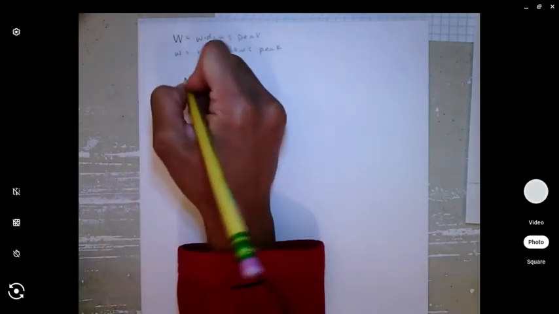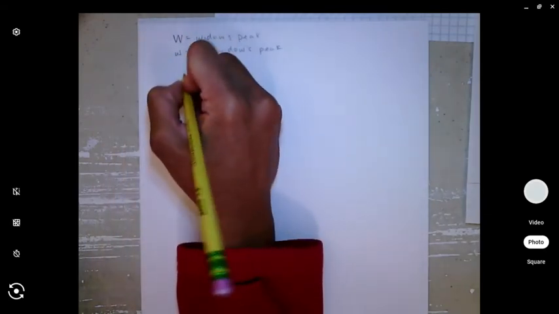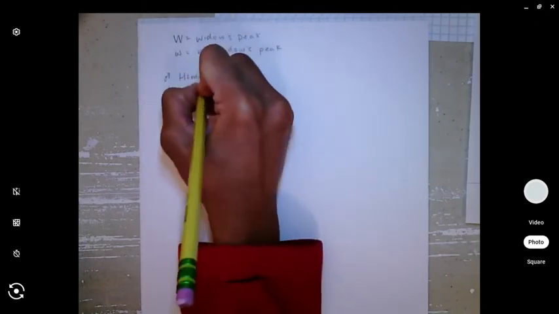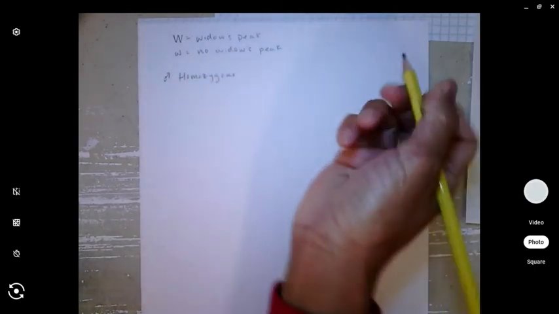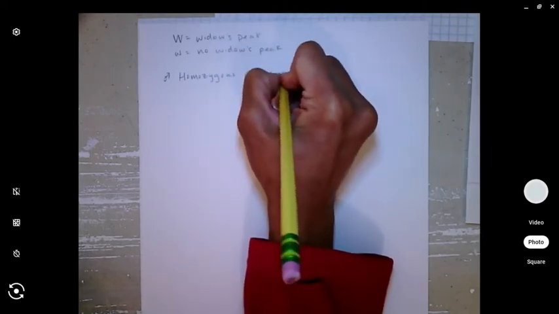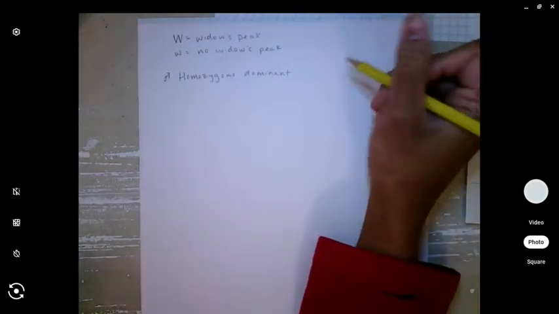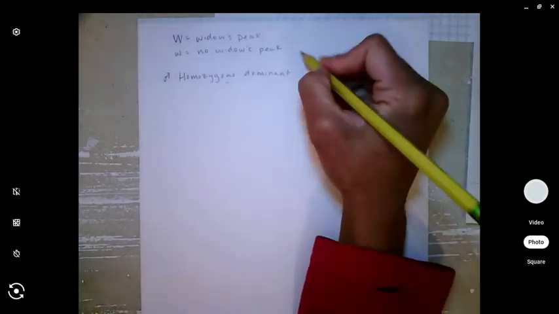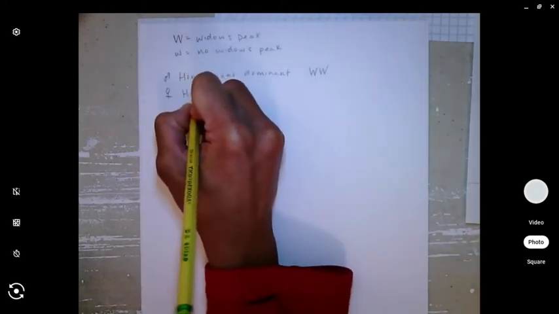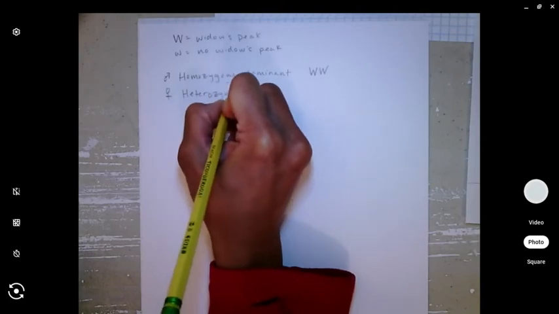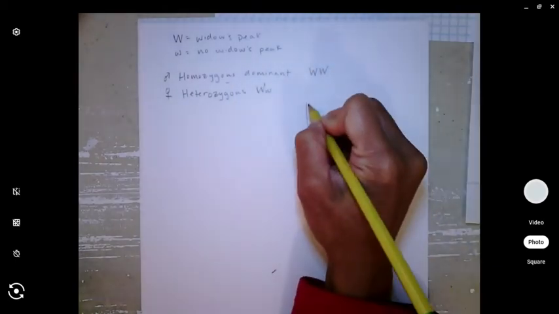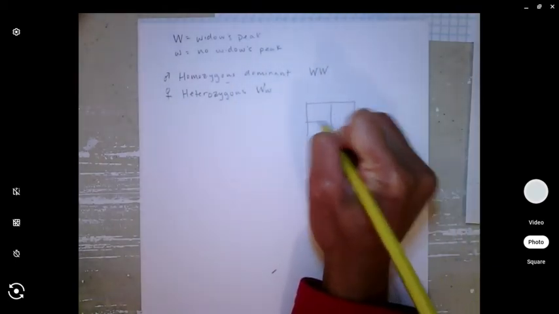Okay, and I'm going to cross, let's see, the female is homozygous. So let's say the problem tells us that the female is homozygous dominant. Homozygous means the two letters are the same. Dominant means they're both capital. The male, I'm going to say, is heterozygous, so the male is capital W, lowercase w. Then I'll do my Punnett square for these two, male and female.